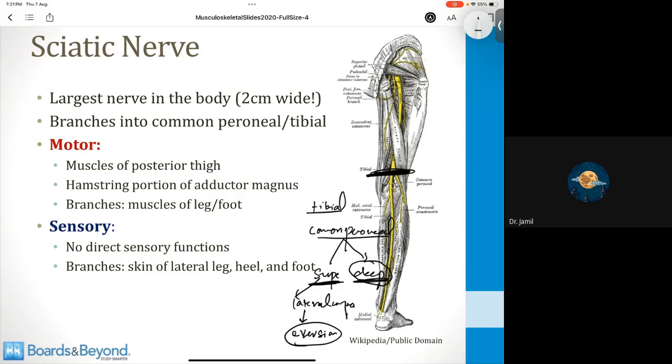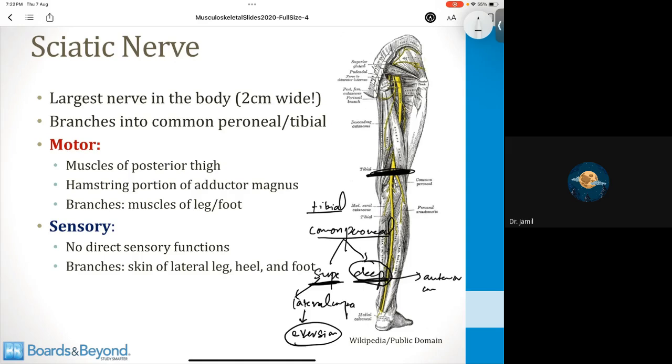And the deep peroneal nerve supplies the anterior compartment of the leg and gives sensory supply to the first and second web of the toe, meaning between the first toe and the second toe of the foot, there is a web only. The small area there will be the sensory supply.